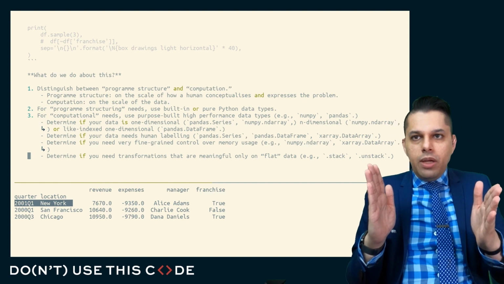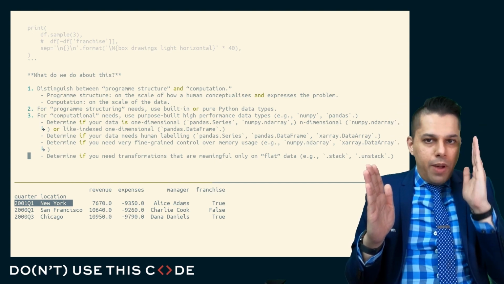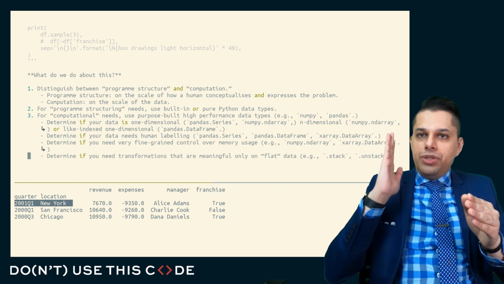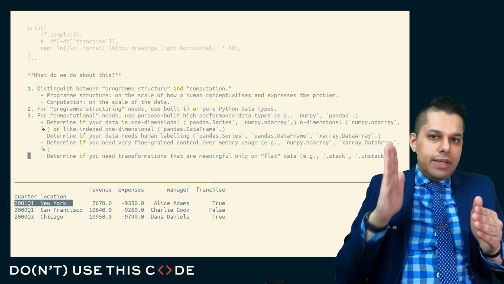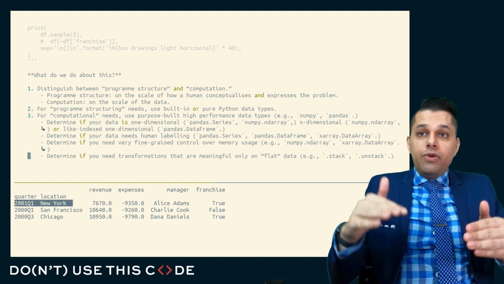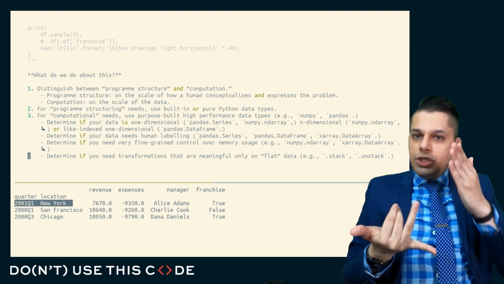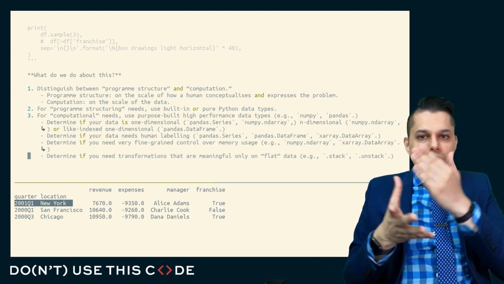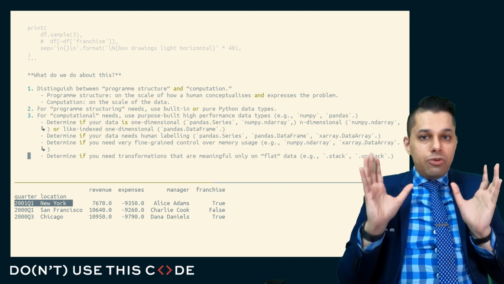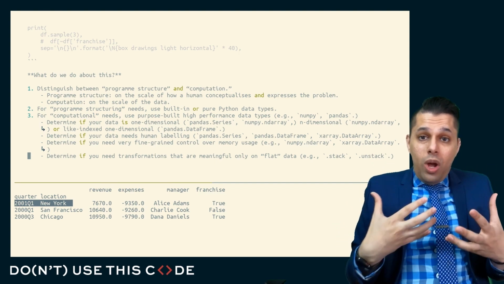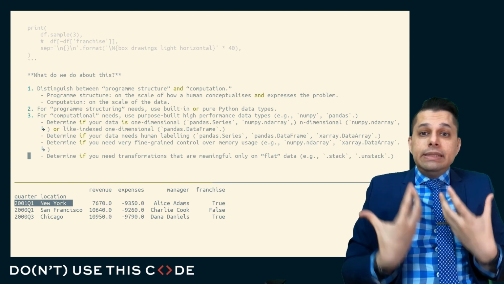When you deal with program structuring, you're dealing with pure Python, and that's really where you want to live. When you're dealing with computation, you're dealing with NumPy, Pandas, Xarray, and that's really where you want to live. For program structuring, use the Python built-in types, your lists, your dictionaries, your tuples, your frozen sets, your sets. Everything will work out just nicely because those types work well for human-scale data.